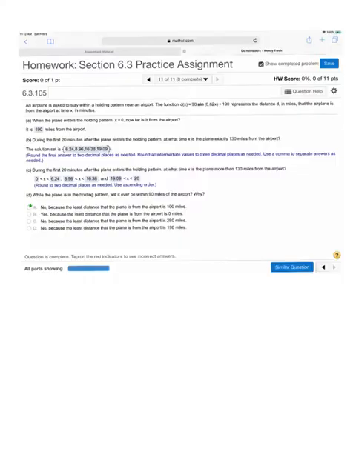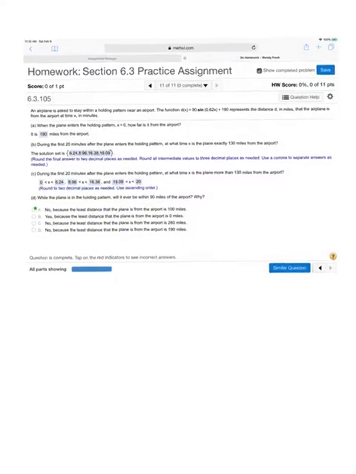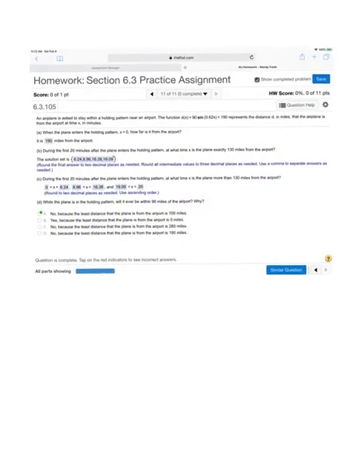And in order to be able to see everything, I've had to show the completed problem. So just ignore the answers for right now. I'm going to show you the work behind getting those answers. So it says an airplane is asked to stay within a holding pattern near an airport. The function d of x equals 90 times the sine of 0.62x plus 190 represents the distance d in miles that the airplane is from the airport at time x in minutes.